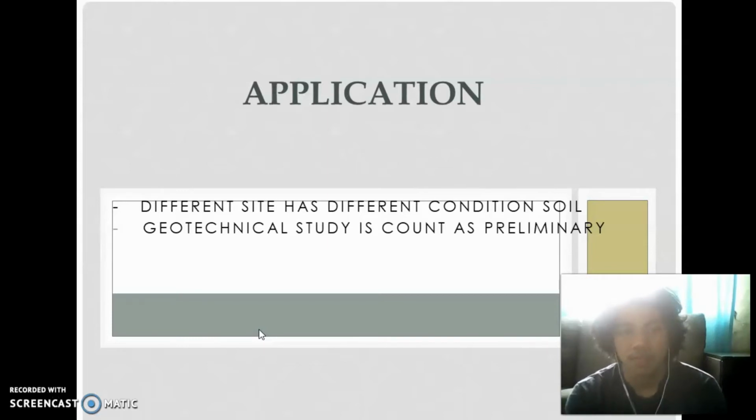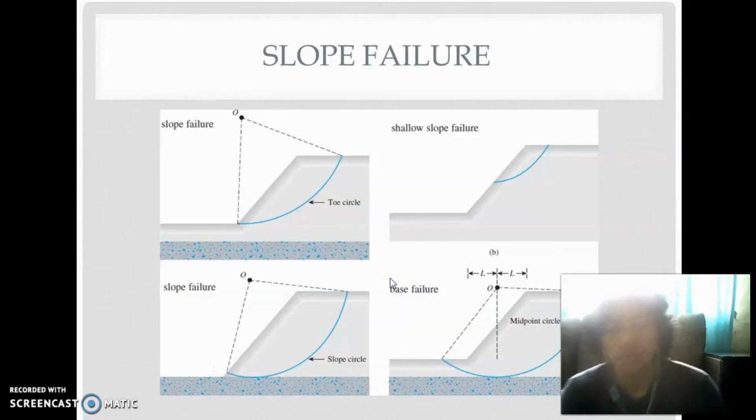Okay, then different sites have different soil conditions, and in Malaysia itself they have hard soil, soft soil, swamp, river paste and sea paste. So in our case study, what attracts me a lot is slope stability and slope failure.